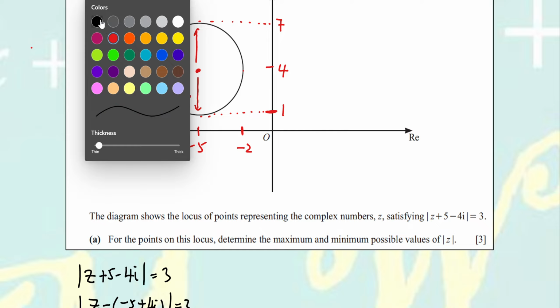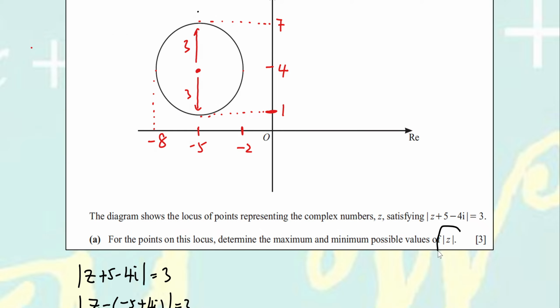Now the question is asking for the maximum and minimum of modulus z. The modulus z is actually counted from the origin, and that is the length. So obviously the smallest. Okay, now what to do here is I need to join, because it's always counted from the origin. Then I know that the minimum will be here. This will be the minimum, whereby the maximum will be up to here. This is the maximum.